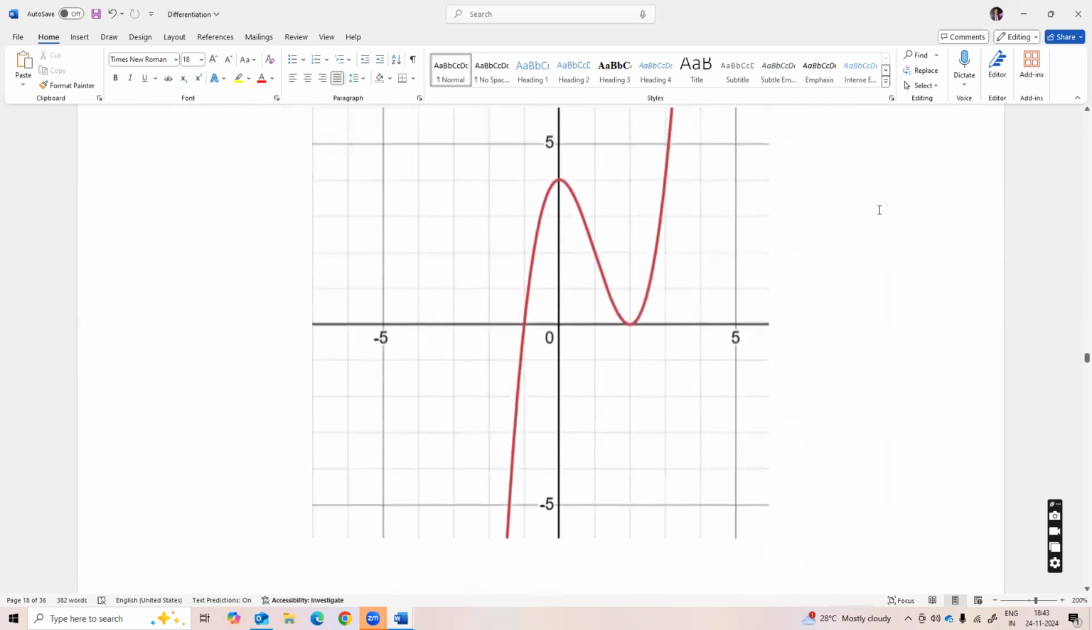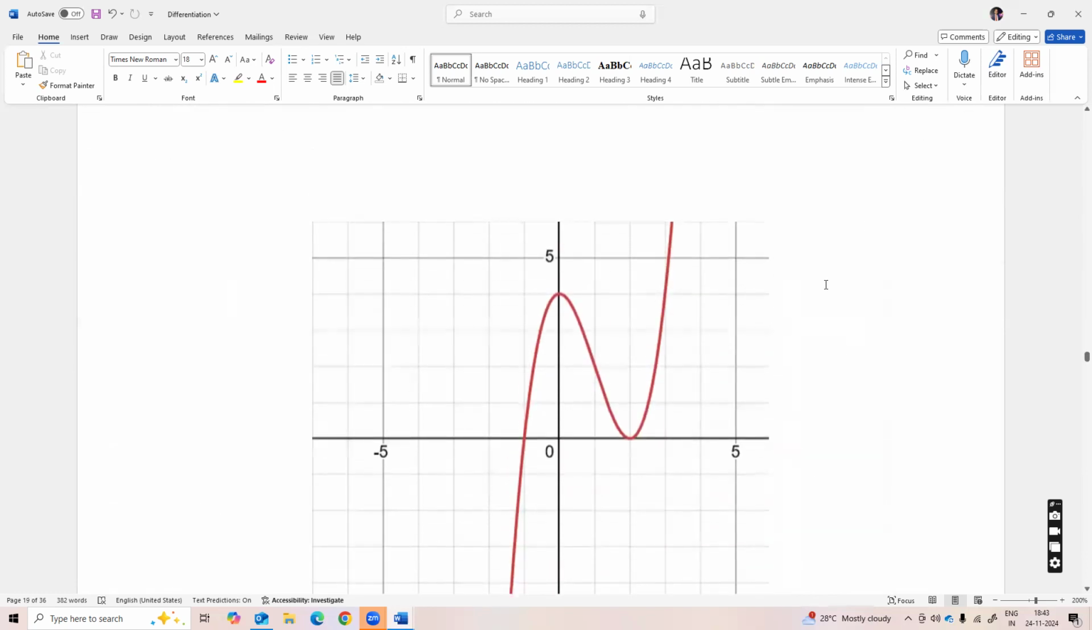So if you see the graph, you can easily find out. So this is the point of maxima. It is at x equal to 0 and its value is 1, 2, 3, 4. It is 4. And if you see this minima, it is at location x equal to 2 and its value is 0.